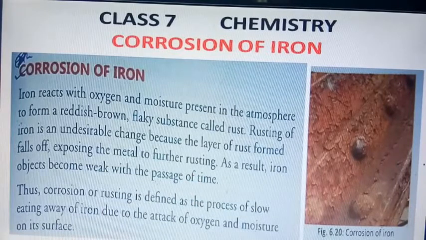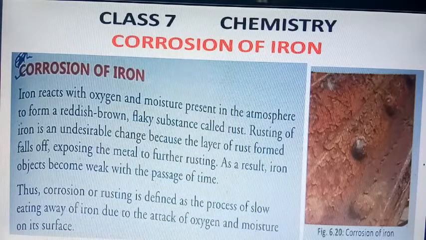Last class we were doing uses of some metalloids. Today we will be doing corrosion of iron. So corrosion means eroding away, means washing away, means removal. When something gets oxidized, especially this word corrosion we use for iron only.